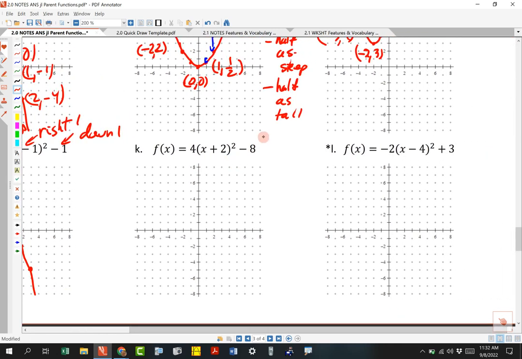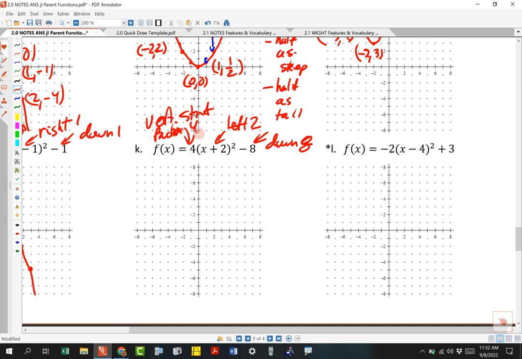So I'm going to point to this one right here, the -8. And I'm going to call on Brittany. What does the -8 do? Goes down. Down 8. I'm going to point to the +2, and I'm going to ask Zach, what does the +2 do? Left 2. Then I'm going to point to that 4, and I'm going to call on Colson. Colson, what does the 4 do? Vert stretch by 4. Ooh, I love it. Caught himself. Vert stretch, and I'm going to say factor of 4.